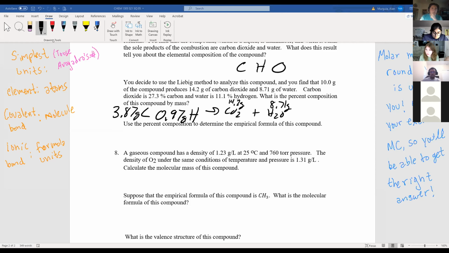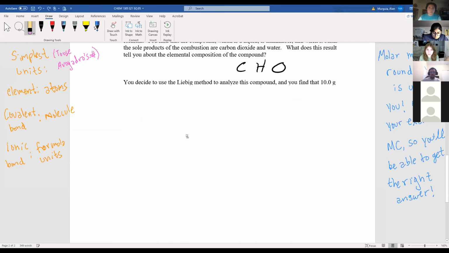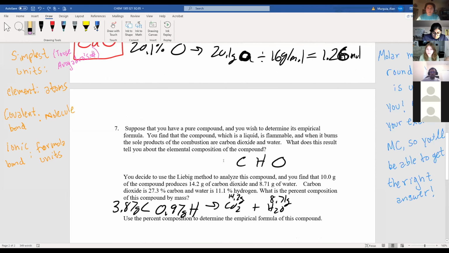So let me clear this up real quick. Actually, let me rewrite that. Sorry about that. Let me rewrite that over on the side: 3.87 grams of carbon and then 0.97 grams of H. And since we know that the total of our compound is going to be 4.84 grams, we need to find how much carbon is in this compound.